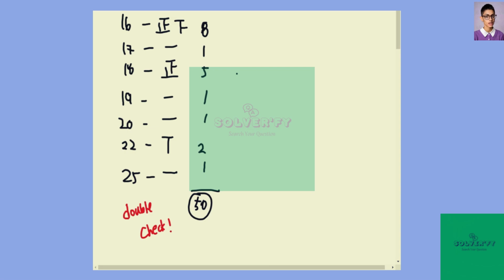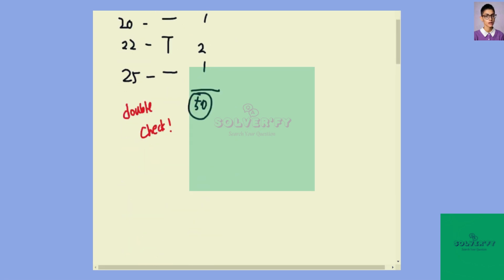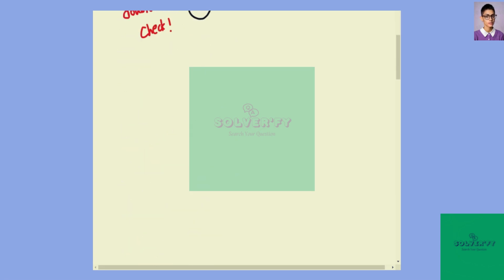So that was actually the hardest part. It's confusing if you have more data. If you have lots of data to deal with, it's going to be confusing. That's why I encourage you to know how to use a graphing calculator. It will be helpful.